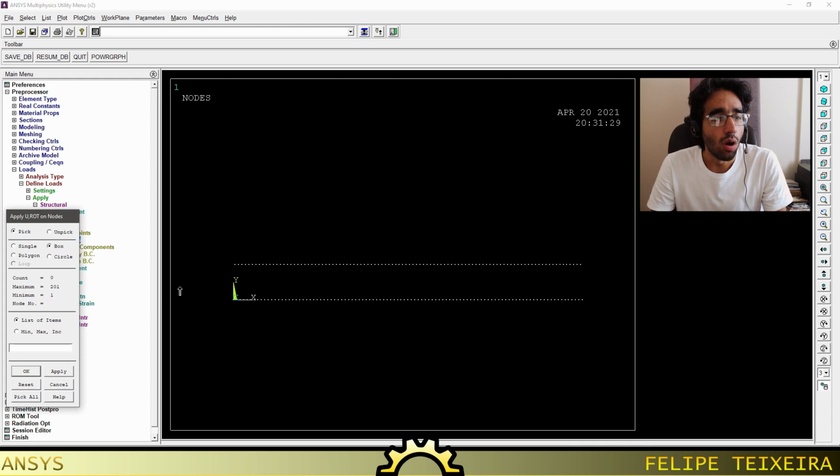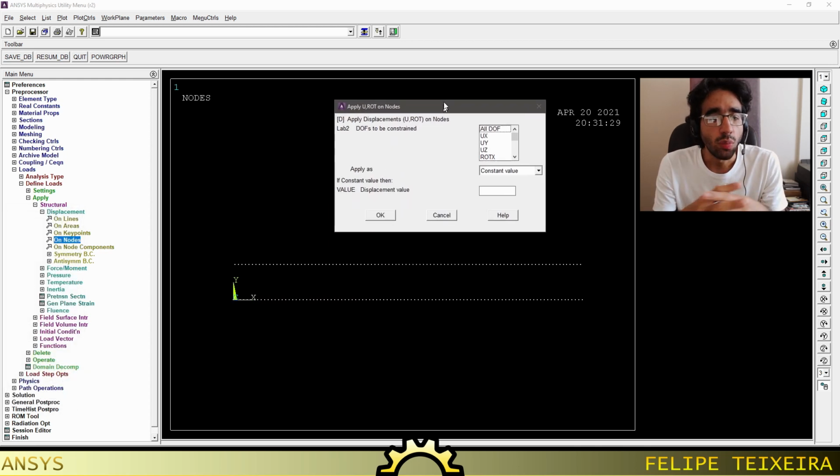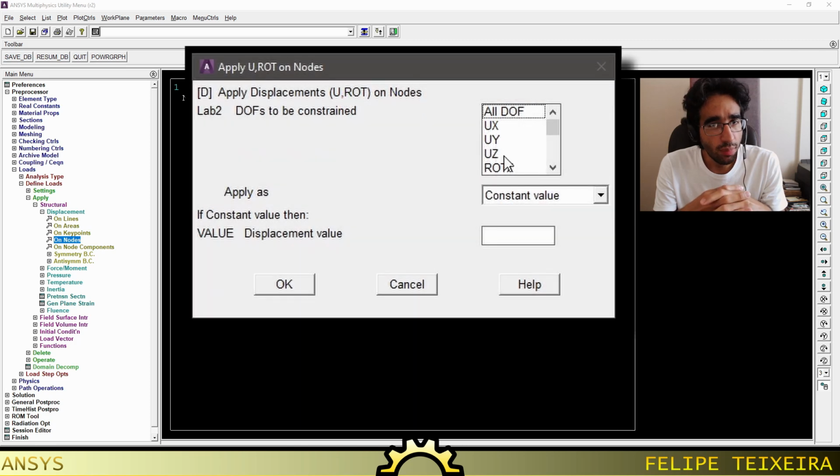So I'm going to select all the nodes of my model, and I'm going to set displacement constraints on them. So I'm going to select all the nodes that belong to elements. The nodes floating above do not matter. And I'm going to set constraints on all these nodes. I'm going to set the following constraints. They're not going to be able to move in the Z direction or rotate about the X direction.